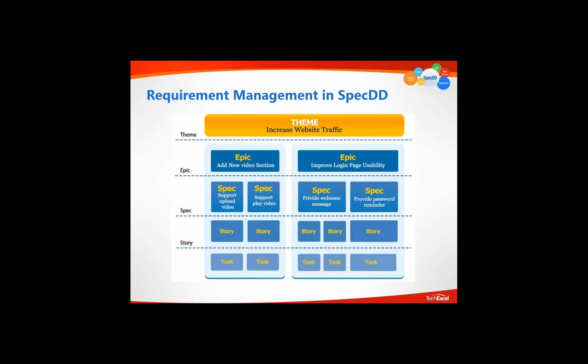So a theme represents a group of requirements. Together they form some big areas of one aspect of the product for its behavior, such as how are we going to increase the website traffic if we're going to create a content sharing website. And a theme consists of multiple epics. An epic often represents a bigger idea.